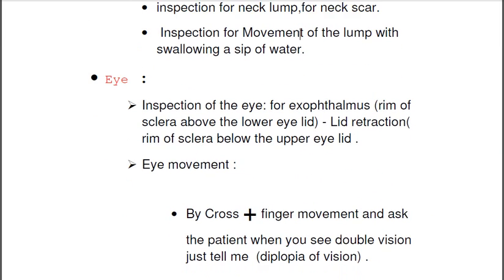The eyes. I'm going to inspect the eyes for exophthalmos, which is a rim of sclera above the lower eyelid. I'm going to inspect for lid retraction, which is a rim of sclera below the upper eyelid.